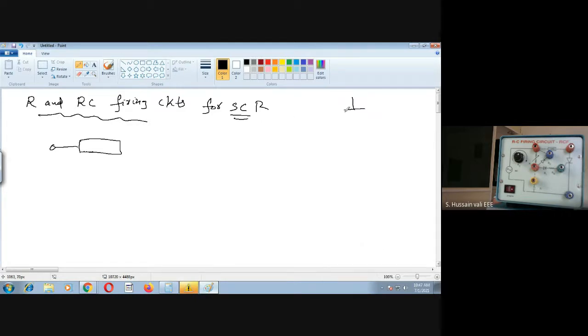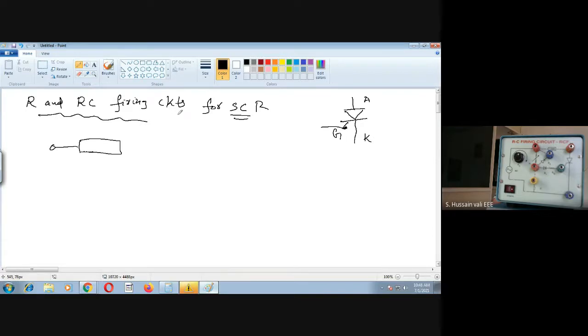So you have this thyristor. Okay, this is the anode, this is the cathode, and this is the gate. So you need to give some pulse through this gate. That's called the firing pulse. Now, how you are giving the pulse is that you need some circuit to give this firing pulse. So those circuits are R and RC firing circuits.